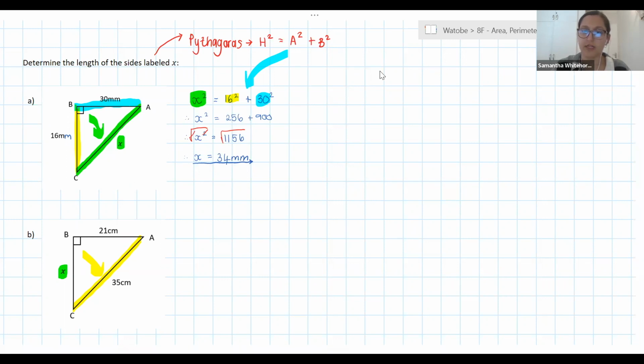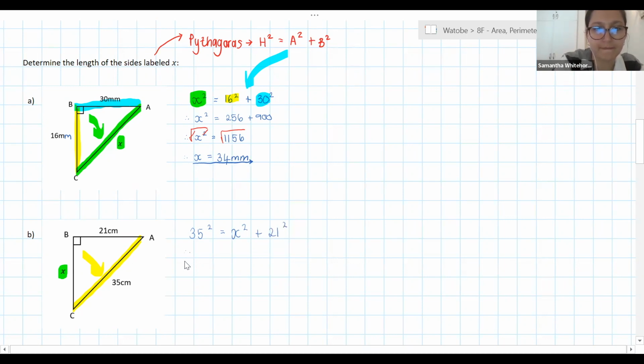Okay, Tandor, do you want to give it a try for us? Yes, ma'am, I would like to. Okay. So as we all know, the hypotenuse is 35 centimeters. So we're going to write 35 centimeters squared equals x squared plus 21 centimeters squared.